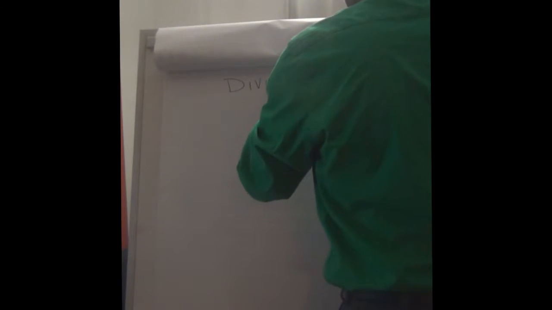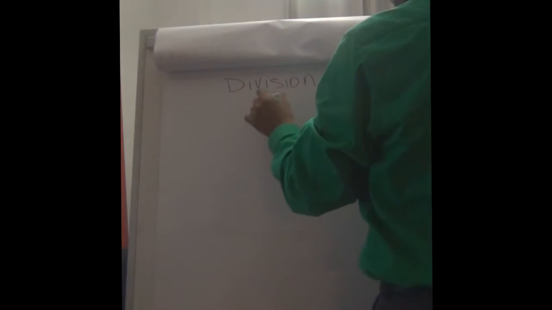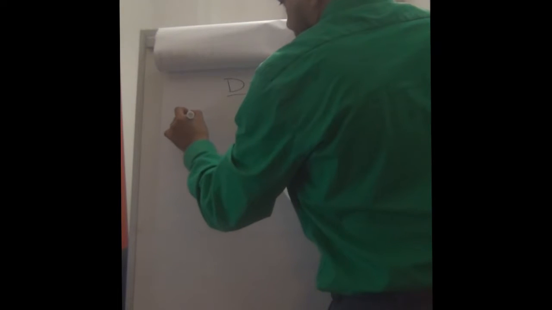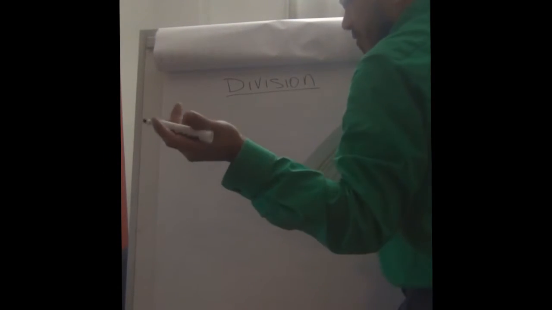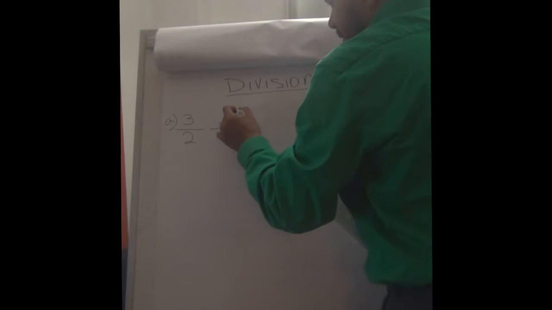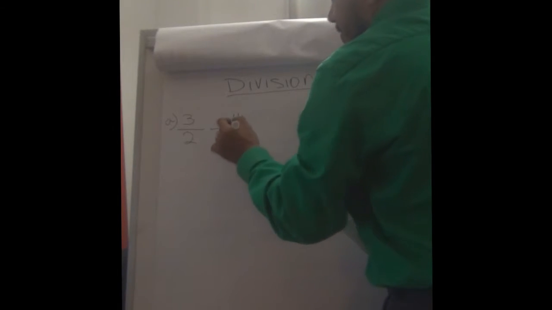So division of fractions. Division of fractions. We're talking about fractions, okay? So, let's say you have the fraction, okay, example number 1. You have the fraction 3 over 2 and you want to divide it by the fraction, I don't know, give me a fraction, 1/2? Sure, no. 4 over 5, okay?